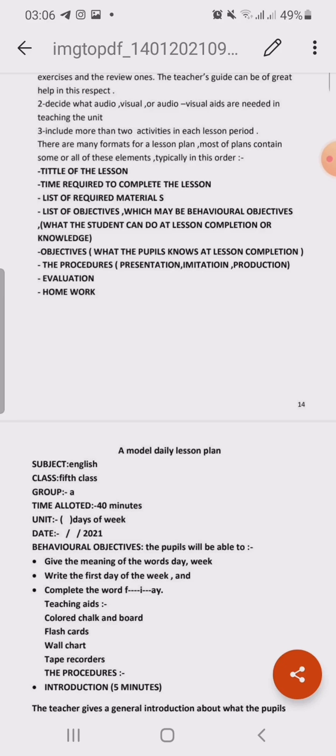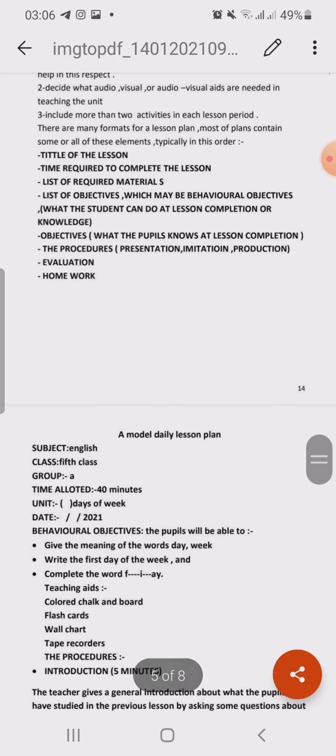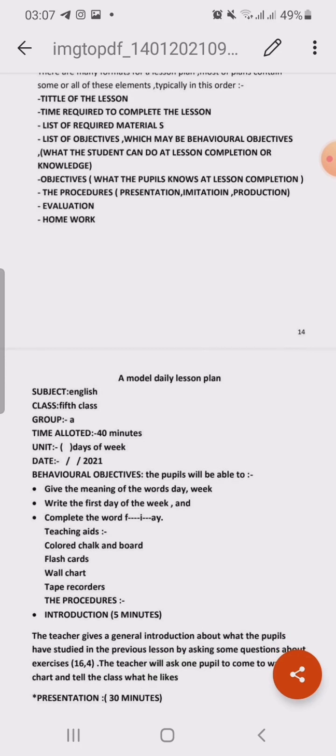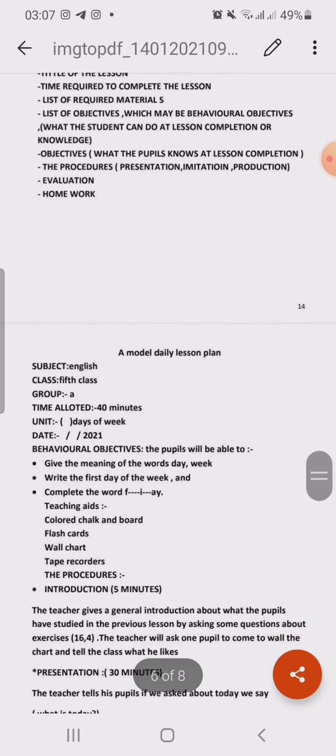There are many formats for a lesson plan. Most plans contain some or all of these elements, for example: title of the lesson, time required to complete the lesson, list of required materials, list of objectives, which may be behavioral objectives, meaning what the students can do at lesson completion, or knowledge objectives, meaning what the students gained from the lecture.